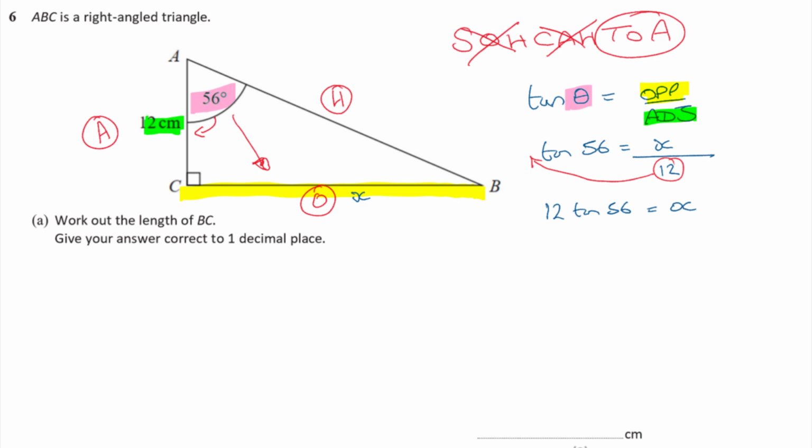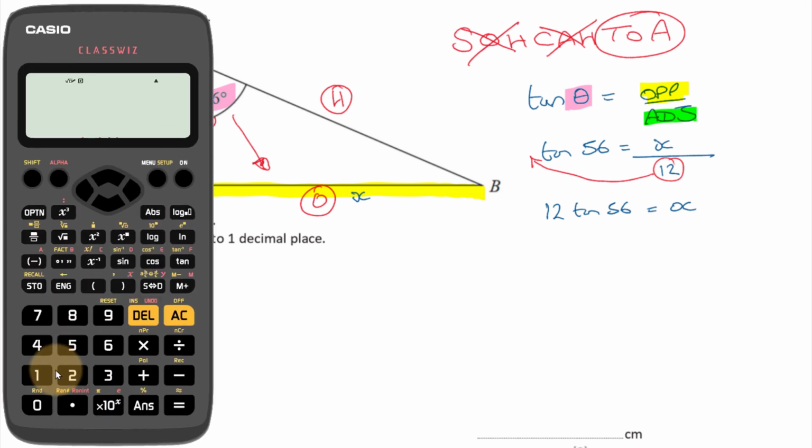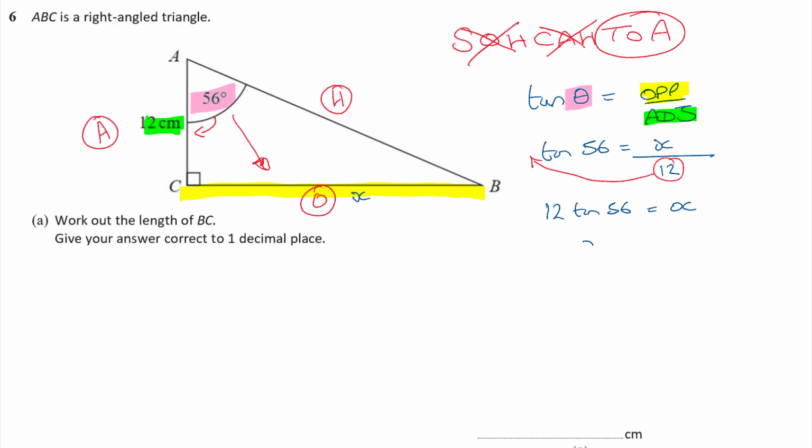At this point, I'm going to reach for the calculator. Just double check it's got a little d at the top, otherwise you're going to get the answer wrong. 12 tan 56. That comes out of my calculator to be 17.79. Now I need to round this to one decimal place, so that 79 is going to round up to 17.8, isn't it? So 17.8 centimeters to 1 dp.